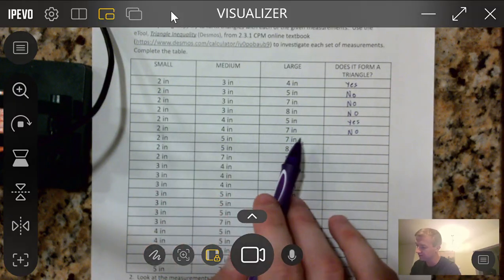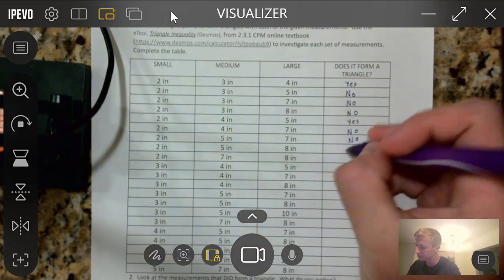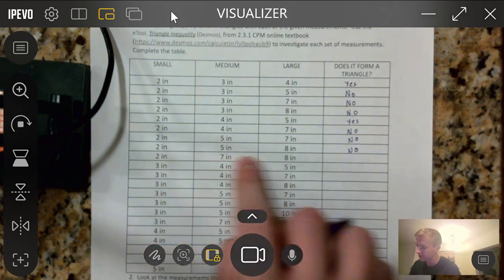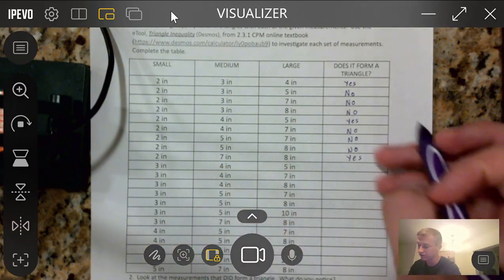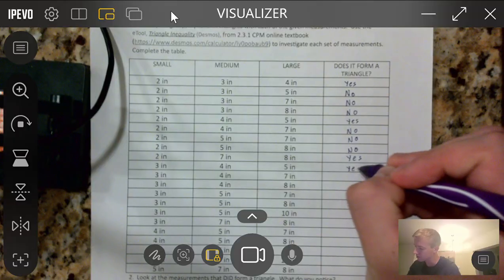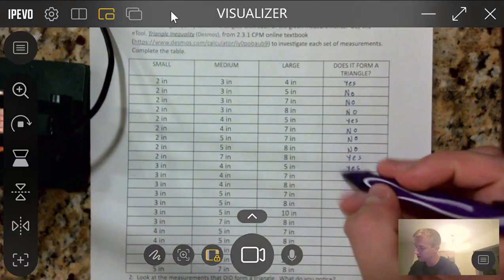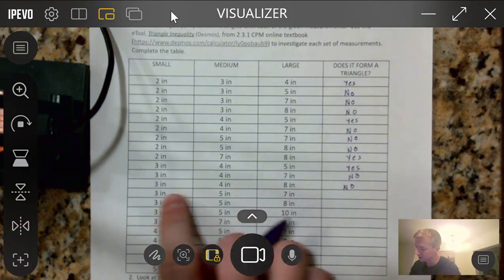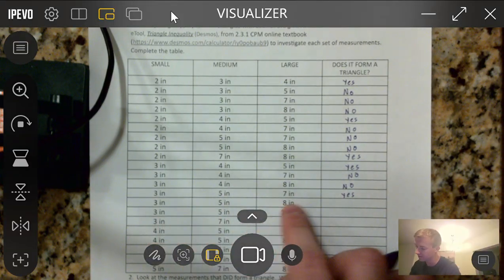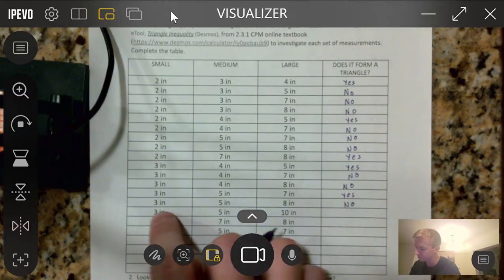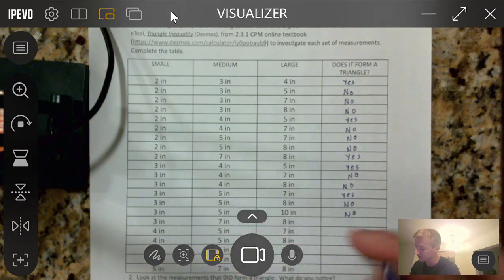2, 5, and 7 is a no. 2, 5, and 8, also no. 7, 9, and 8 is a yes. 3, 4, and 5 are a yes. 3, 4, and 7 is a no. 3, 4, 8, no as well. 3, 5, and 7 is a yes. 3, 5, and 8 is a no. 3, 5, and 10 is a no. 3, 7, and 8 is a yes.